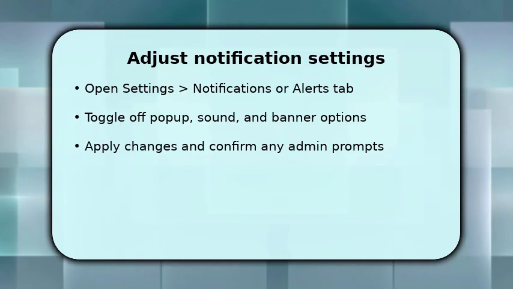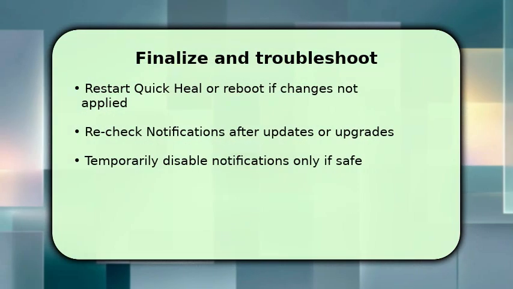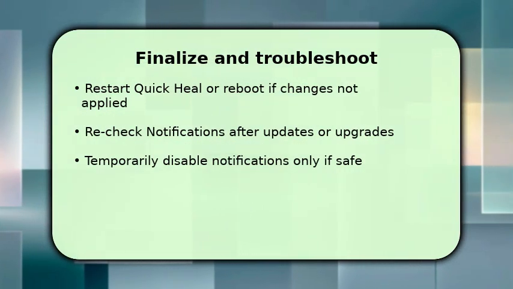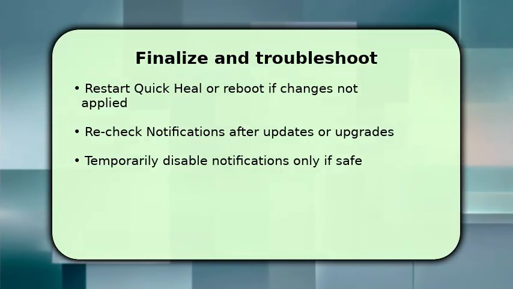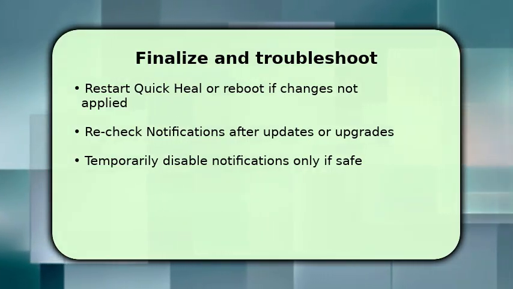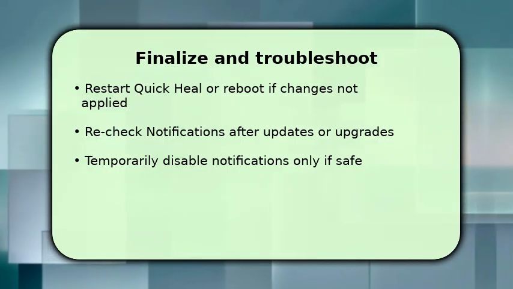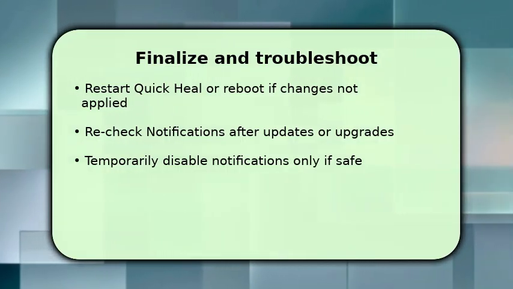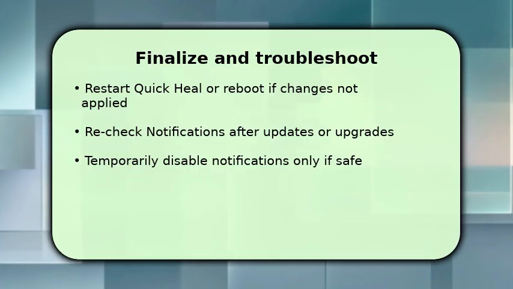To finalize, restart Quick Heal or reboot the PC so settings fully take effect. Once restarted, reopen notifications to confirm your toggles persisted. If updates or program upgrades re-enable alerts, repeat the steps and consider locking settings with admin options.